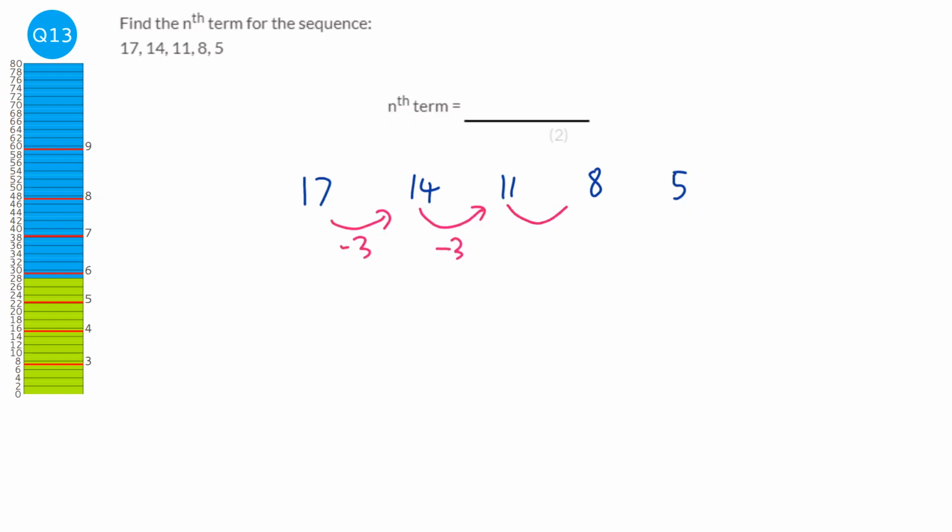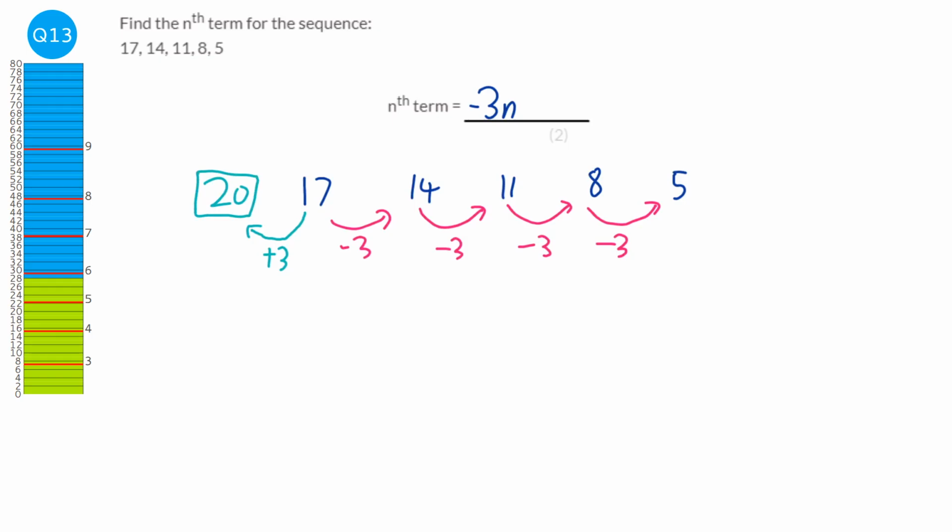They're minusing 3 each time. So we know that the number before the n is going to be minus 3. So whatever they go up in is the number before the n. Then what we do is we go backwards to find the 0th term. So actually going backwards, we would add 3 and we would find it to be 20.